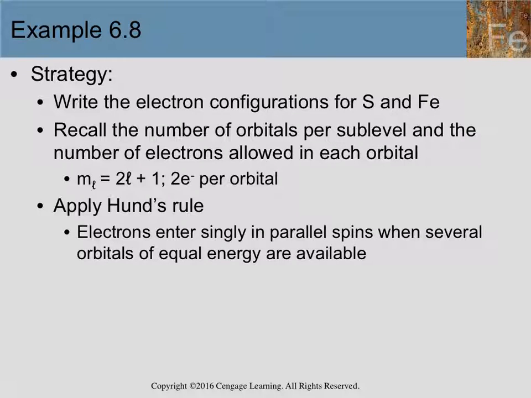So in order to accomplish those tasks, we're first going to write the electron configuration. We're going to recognize the number of orbitals is related to the sublevel. And finally, we're going to apply what's known as Hund's rule, which is that we're going to put the electrons into orbitals in parallel first, and then add the orbital of the opposite spin second.